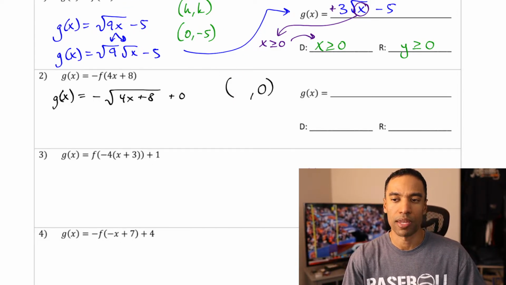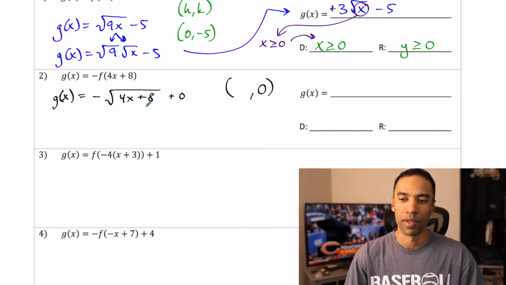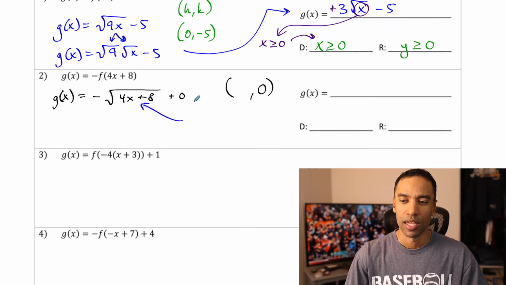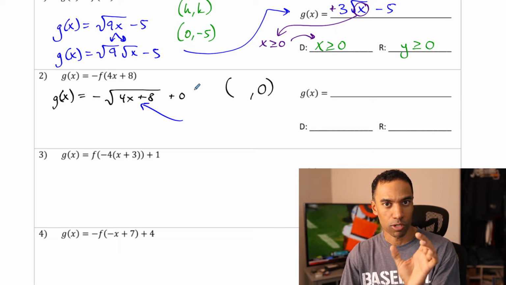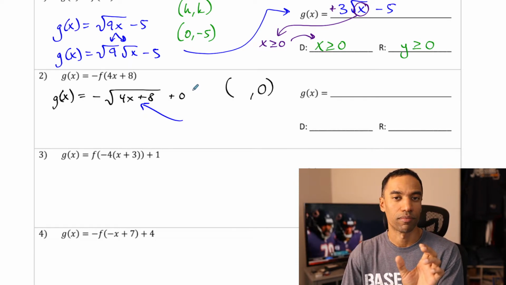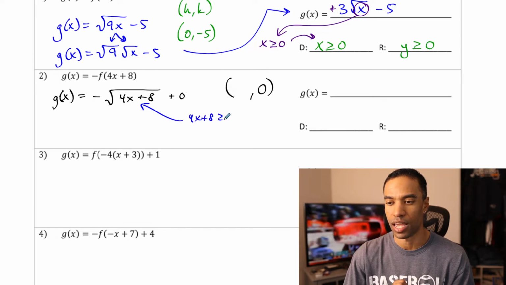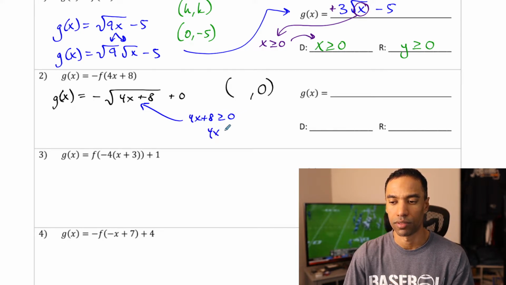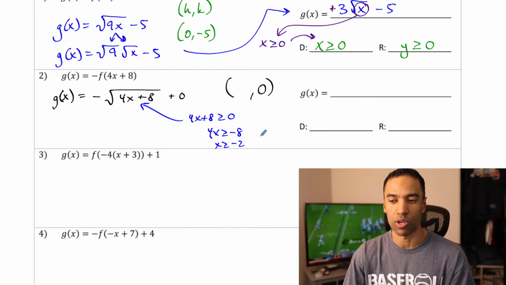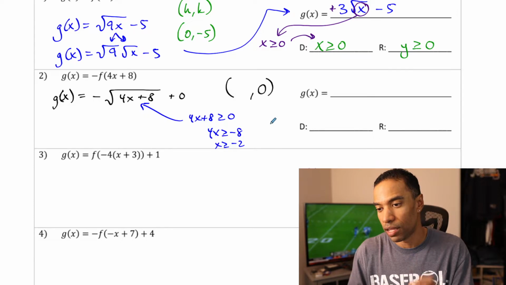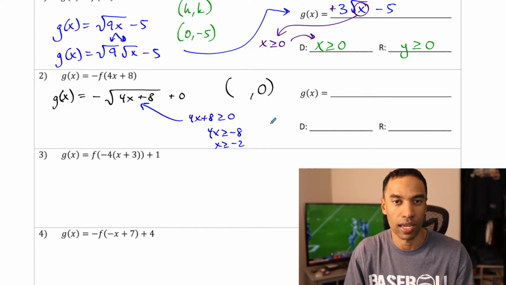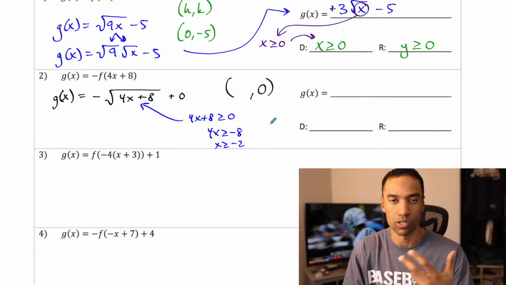So let me start with the domain concept and see if we can carry it through there. If we look at 4x plus 8, that is what we're taking the square root of. The thing we take the square root of has to be 0 or positive. 4x plus 8 has to be greater than or equal to 0. If you subtract 8 and divide by 4, you're going to see that x has to be greater than or equal to negative 2. Negative 2 is the smallest value for x that I could substitute and still get 0 or positive.